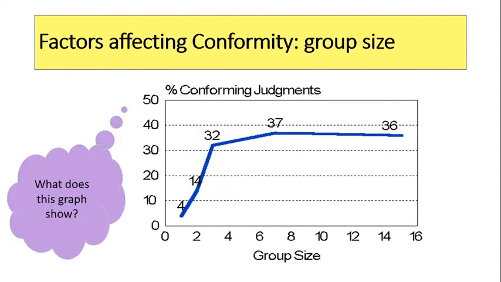So if we look first at group size, you can see here what's happened. So along the bottom of the graph here, you can see the group size increasing. So when you've got only one person, we only have 4% conformity. When you've got two, we have 14%. When you've got three, we end up with 32%.